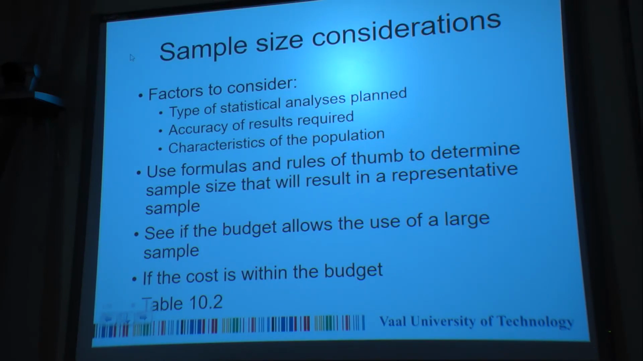We can use formulas and rules of thumb to determine the sample size so that it will be representative. Sample size is very important for representativeness. So you need to know how large your population is so that you can draw a sample size that is representative, and that is the formula I've just mentioned. You also need to look at your budget: see if your budget will allow you to do that amount of questionnaires and see if the cost is within the budget.